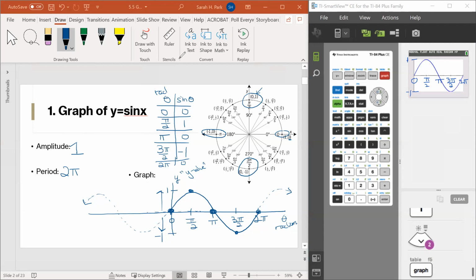Of course, I could make this bigger, say from -4 pi all the way to 4 pi, just to get a bigger view or a bigger domain. Oops, let me go back. I messed up. So -4 pi to 4 pi, and then x scale is pi over 2.